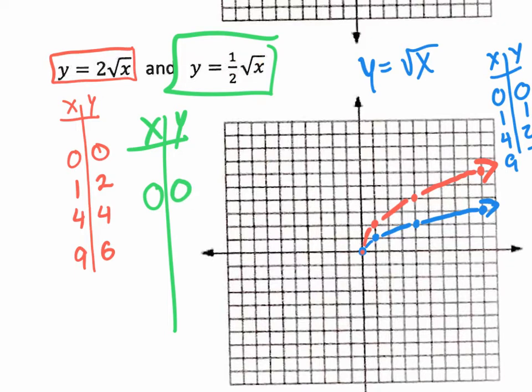I'm also going to plug in 1 because I could do the square root of 1. The square root of 1 is 1, and 1 times half is 1/2. I'm also going to plug in 4. The square root of 4 is 2, and 2 times half is what? 1. I'm also going to plug in another nice perfect square number, 9, and the square root of 9 is 3, and 3 times half, what's half of 3? 1.50, 1.5.